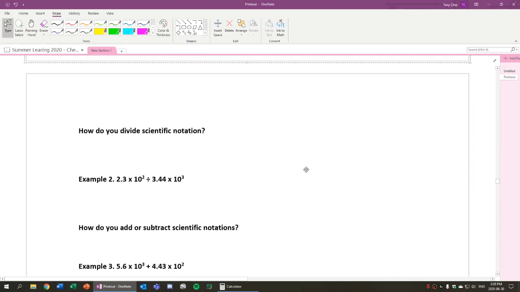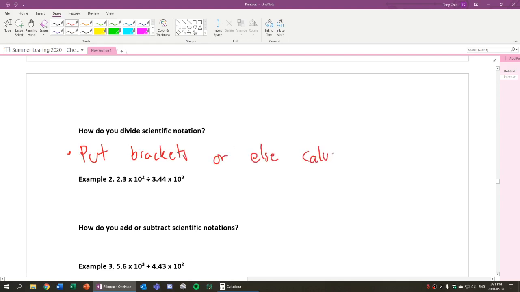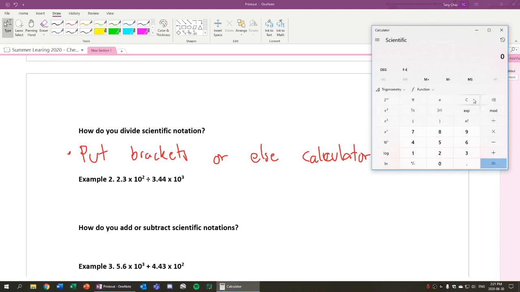But what if we talk about division? If we want to divide scientific notation, this is where you put brackets, or else the calculator does BEDMAS. If you don't put a bracket, your calculator will do BEDMAS for you. I'll show you first what happens when you do it with brackets.